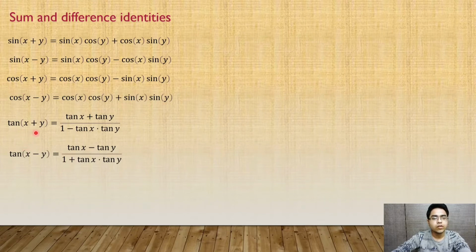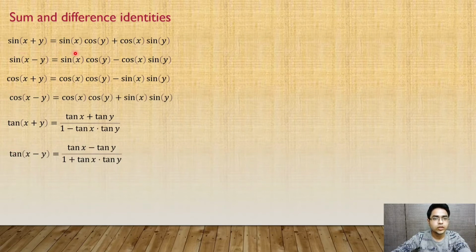And tan of x plus y is equal to tan of x plus tan of y divided by 1 minus tan of x into tan of y. And further, tan of x minus y is equal to tan of x minus tan of y divided by 1 plus tan x into tan y. You can remember these formulas by learning only the first formulas of sine, cos and tan.